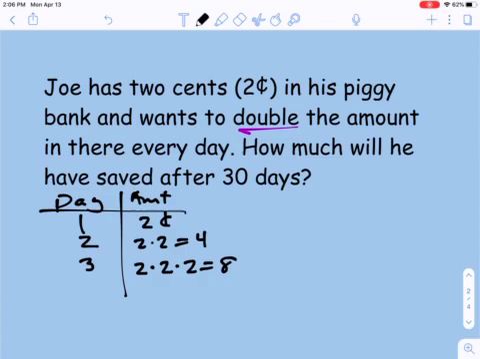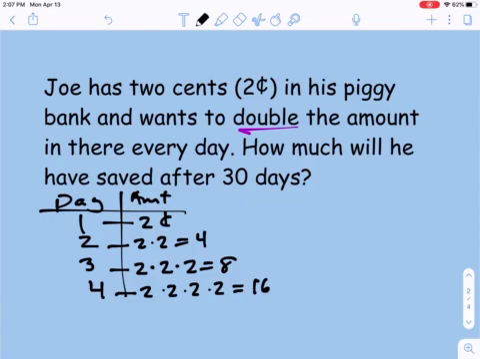So if you see what's happening here, every day is basically how many 2's you're multiplying together. You've got 1 two for day 1, 2 for day 2, 3 for day 3, 4 for day 4. So if you want to figure out how much money he saved after 30 days, you can go through this, but it gets a little cumbersome, and you have to do this multiplication 30 different times, or 29 times.